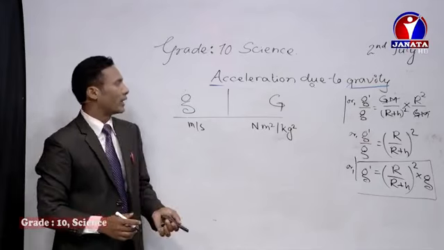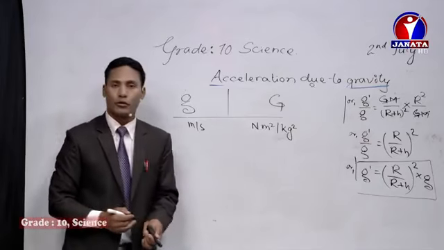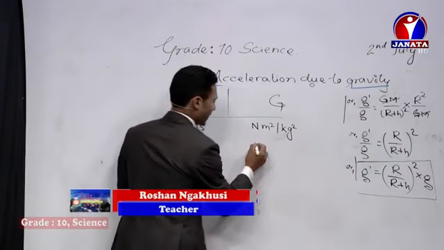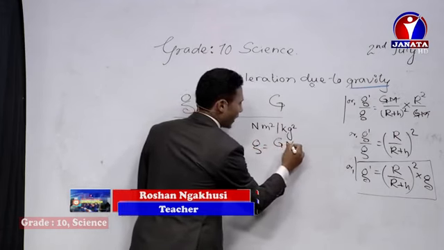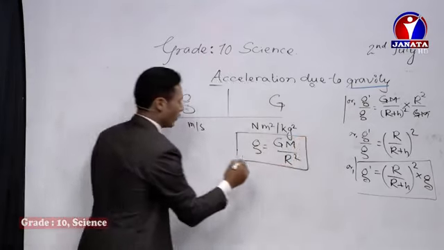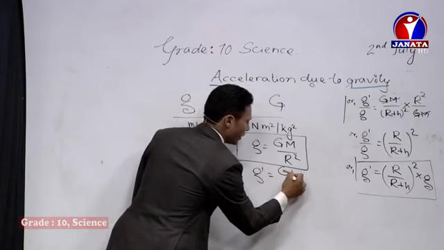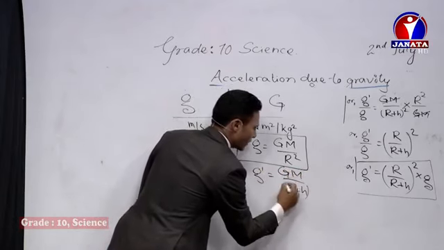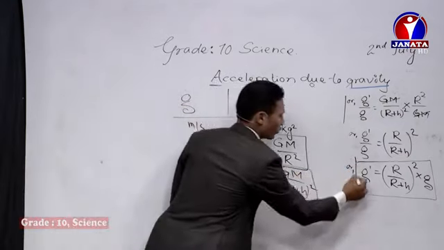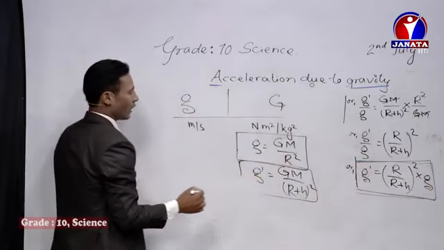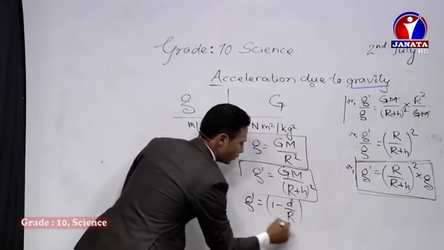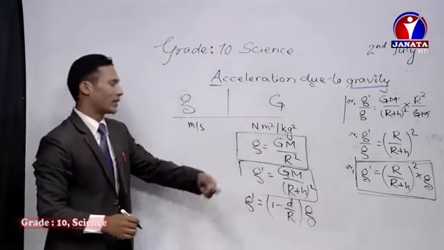Today we have discussed acceleration due to gravity, and we have done some derivations. We derived the formula g equals G M by R square, which we derived previously also and revised. Similarly, we derived g dash equals G M by (R plus h) square, and also the relation between these two. And one more formula we learned is g dash equals (1 minus d by R) into g. So these things we have learned today.